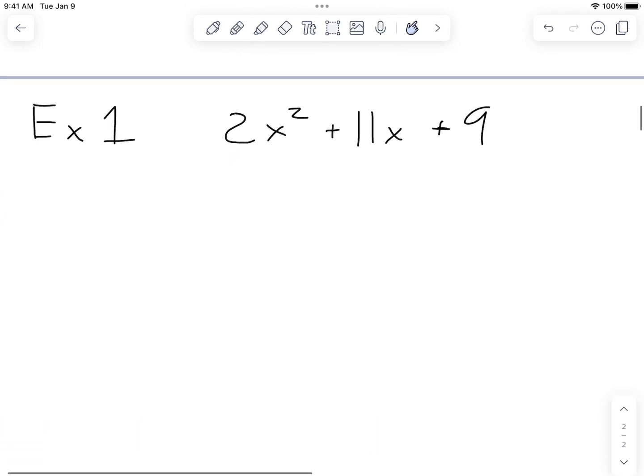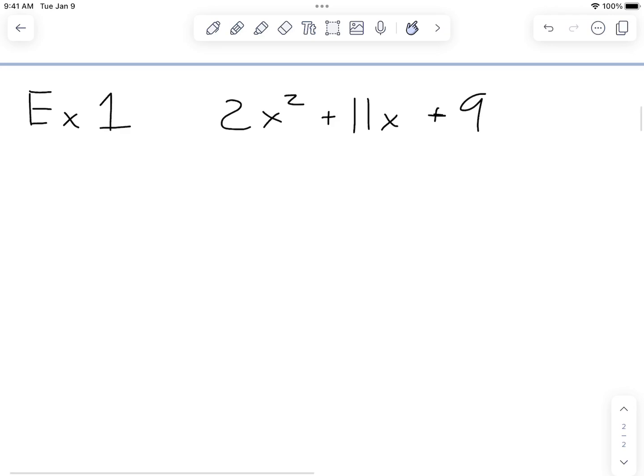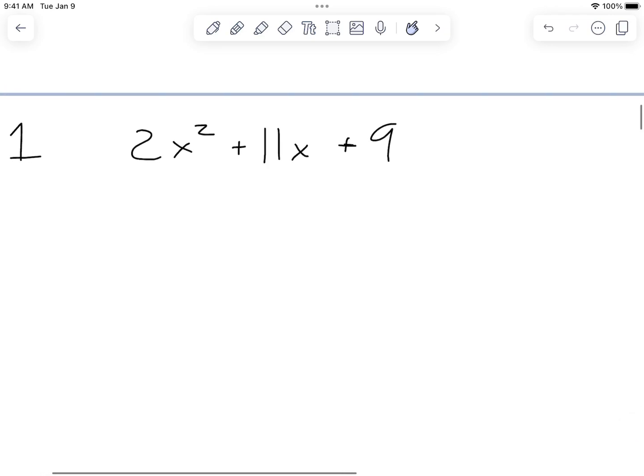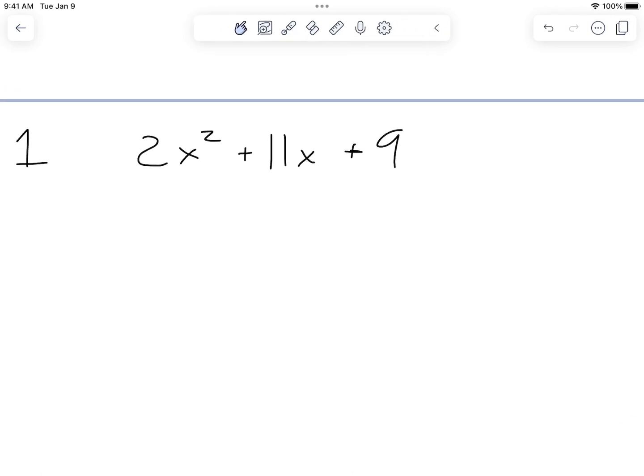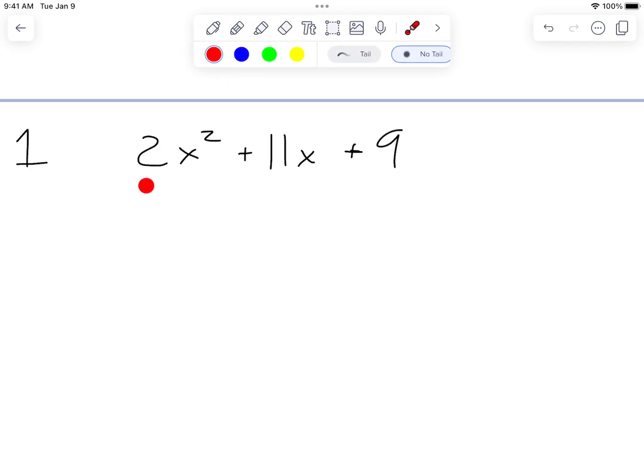Okay, so our first example, 2x squared plus 11x plus 9. So again, what tells me that I'm going to use this strategy is that there is a number in front of the x squared. If that 2 wasn't there, then we would look for numbers that multiply to 9 but add to 11. Because of this 2, we're going to have to take a different strategy.